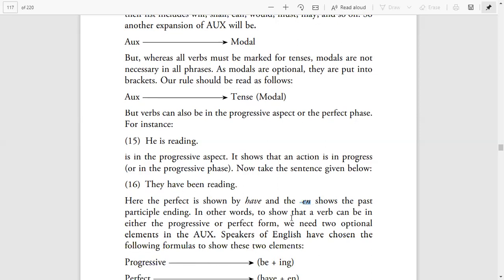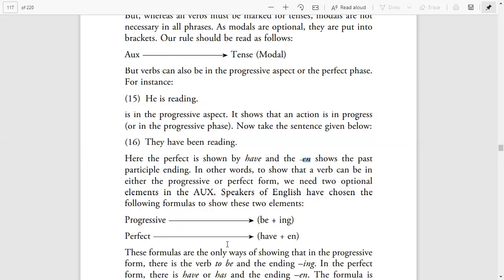In other words, to show that a verb can be in either the progressive or perfect form, we need two optional elements in the auxiliary. Speakers of English have chosen the following formulas to show these two elements. So here we have the first formula for the progressive sense, that is he is reading. For he is reading we are using be plus ing form. Be, is, am, was, were, etc. can be denoted by be, right? And the progressive can be denoted by ing as well. And the perfect can be expanded into have plus en. Why? Because have shows the perfect sense here, and en shows the past participle ending of the verb.